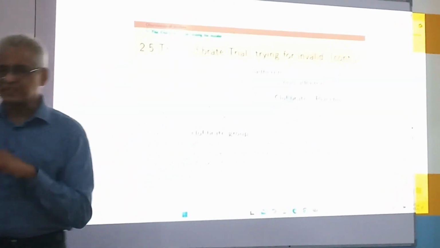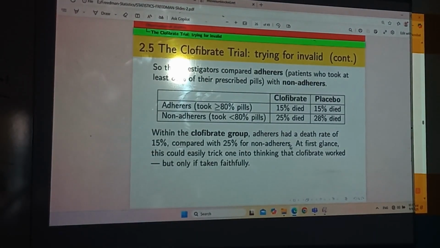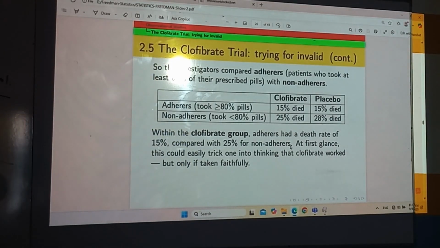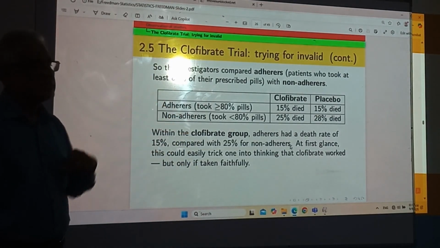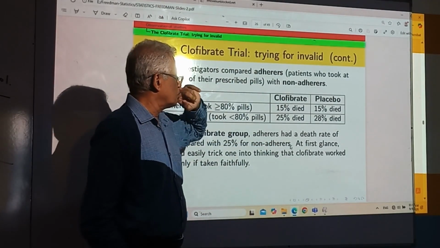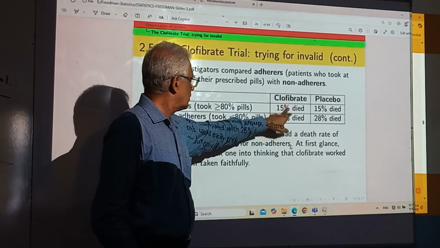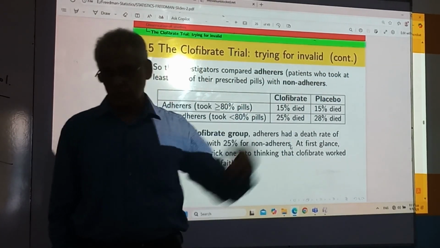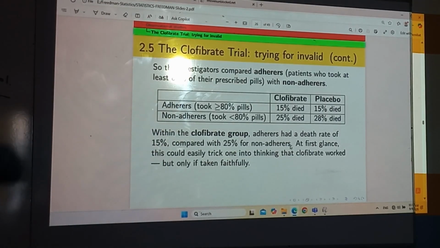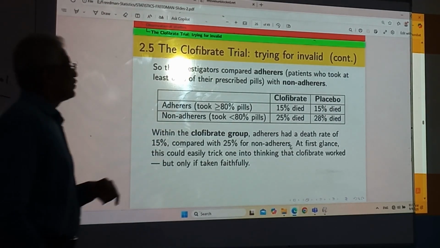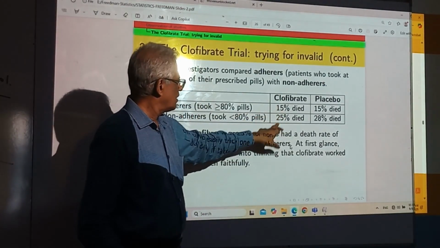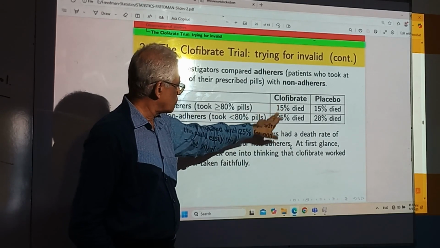So what we mean by adheres is that if you're taking more than 80% of the pills, we call them adheres, otherwise we call them non-adheres. So in this group, there's a placebo group also. So in the placebo group also, some people are taking the placebo, some people are not taking the placebo.